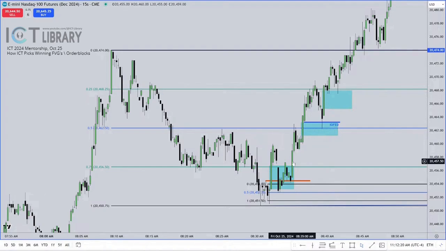All those things are signatures and characteristic of low resistance liquidity runs. When you enter in here, your stop loss can be just below this candlestick's high because it's not going to go down to the lower bottom of that fair value gap, because we're in low resistance liquidity runs. The algorithm is controlling this.